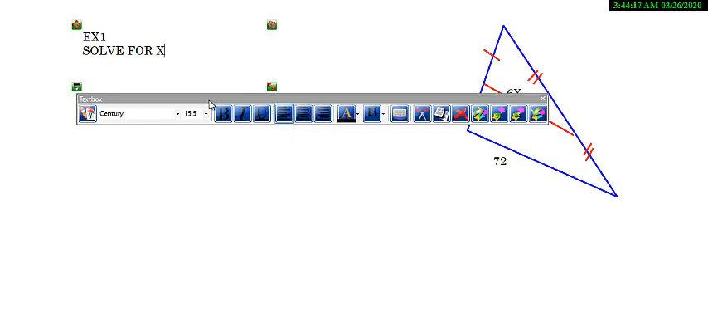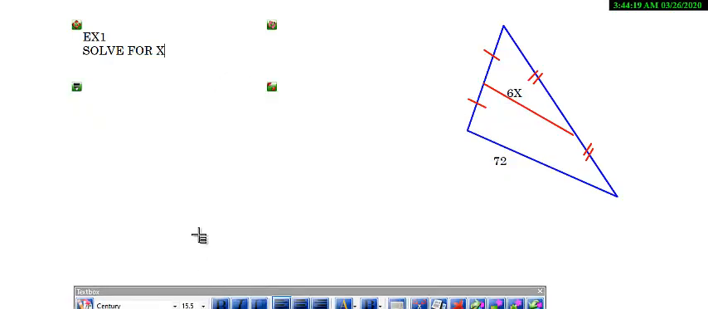How to solve for x for this example? I have to use the mathematical formula, or Theorem 5.1, which we had. The theorem said that if a segment is a mid-segment of the triangle, then this segment will be parallel to the third side, and it's equal to half of its length.